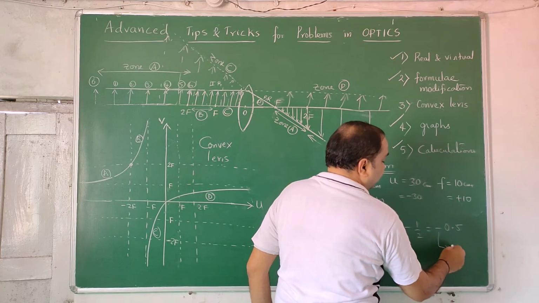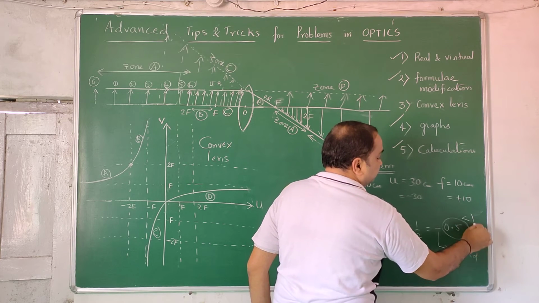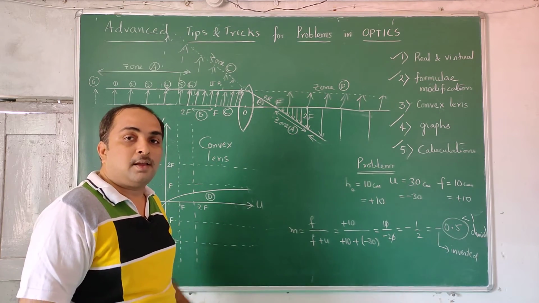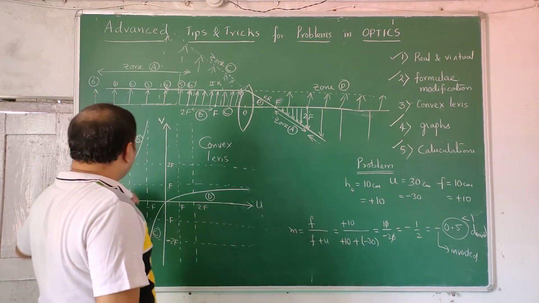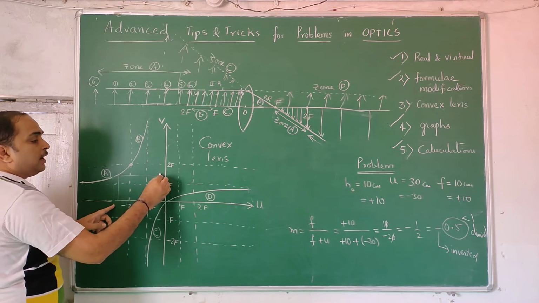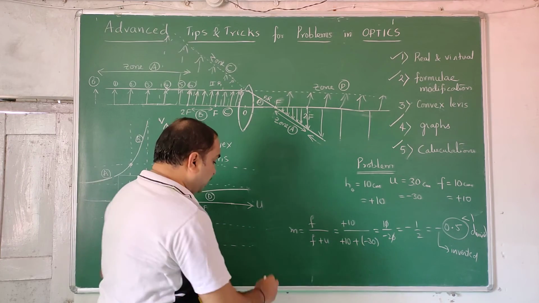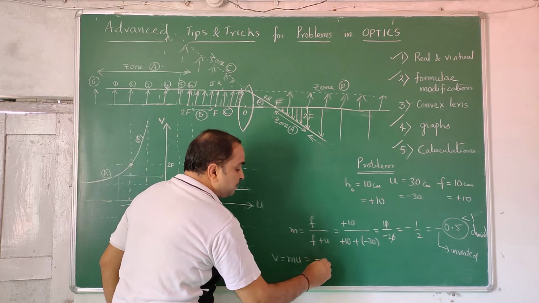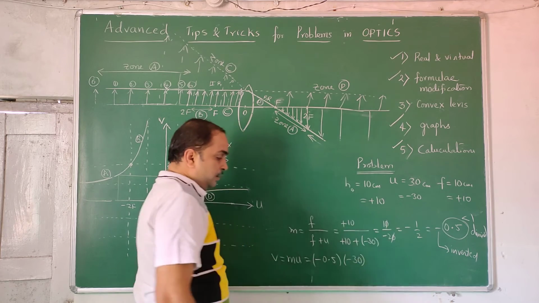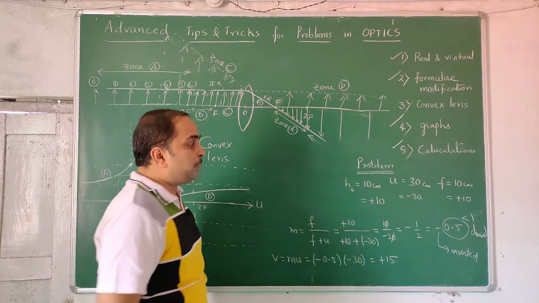Minus indicates inverted. Less than 1 indicates diminished. So we have found out whether the image is going to be diminished or what, and inverted. So here, for example, already we told in the zone, more than 2f, if you keep the object distance more than 2f, the answer will come between f and 2f. What is the v we want? V is equal to mu, that is minus 0.5 times of u, what we got, minus 30. Minus into minus is plus, half into 30 is 15, plus 15. So plus 15 is between f and 2f.